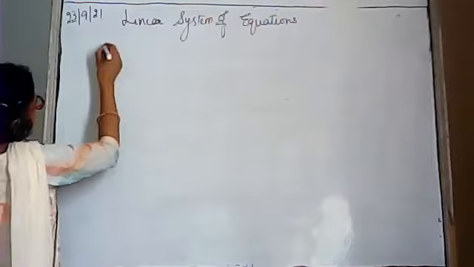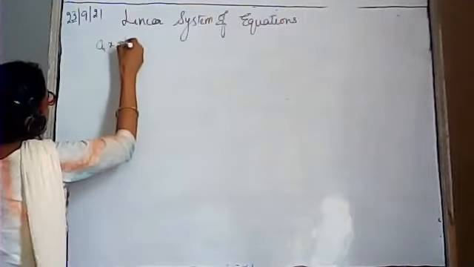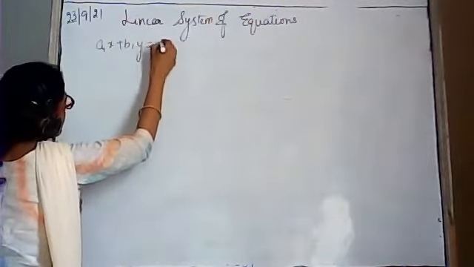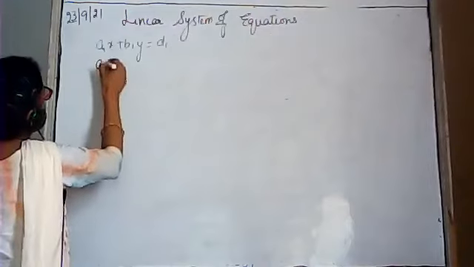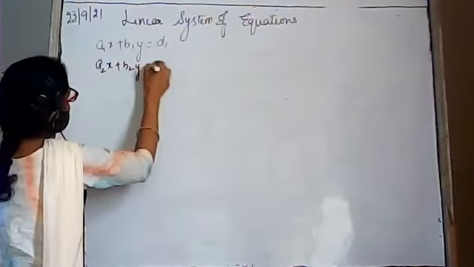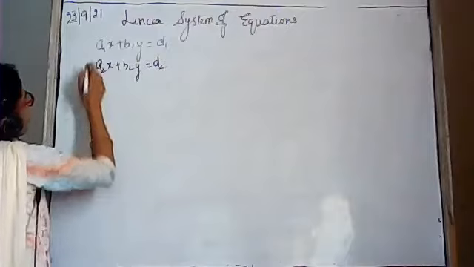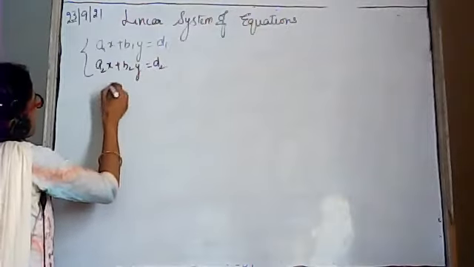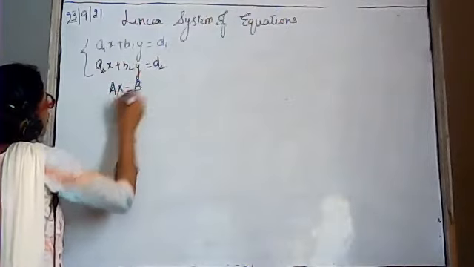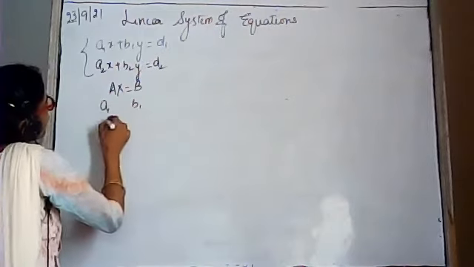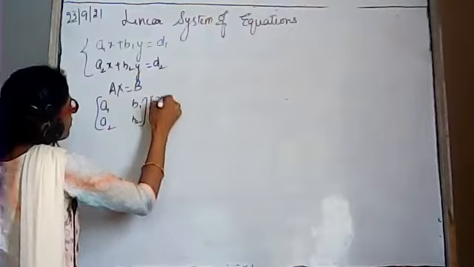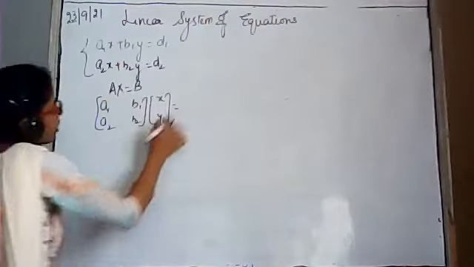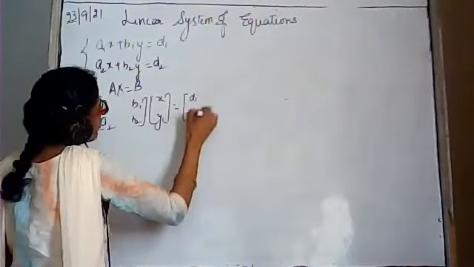If we have a system like a1x plus b1y equals d1, and a2x plus b2y equals d2, you used to solve these types of equations by writing them in this manner: a1, b1, a2, b2. This is the coefficient matrix, with x, y as the matrix of unknowns, and the right hand side d1 and d2.